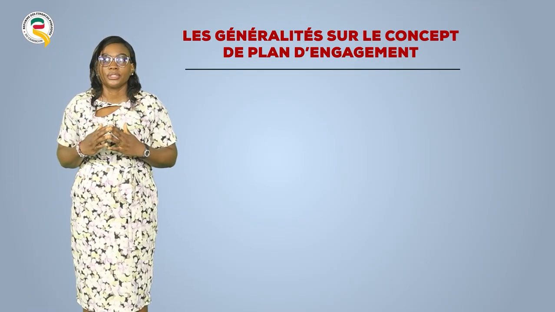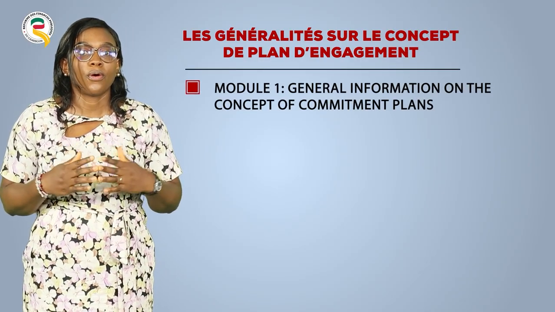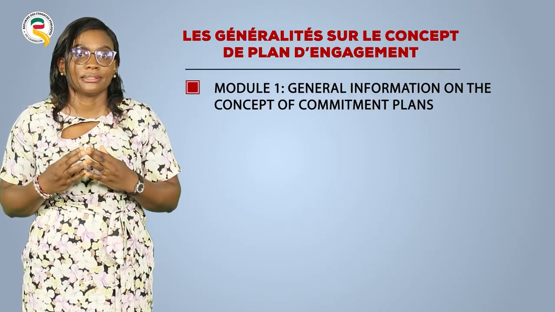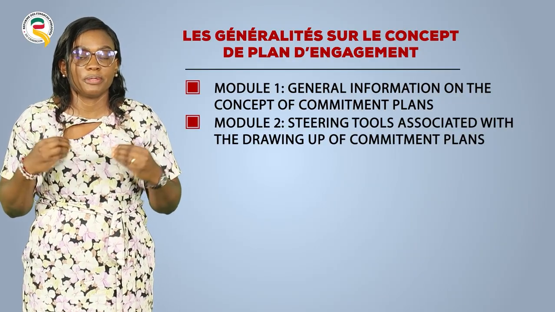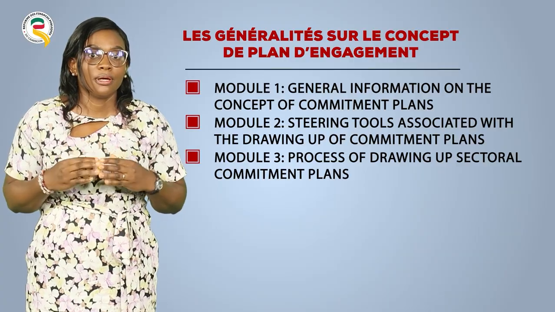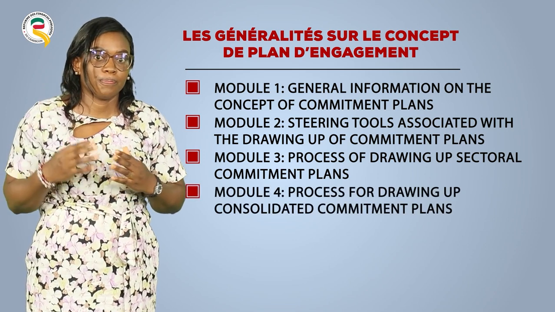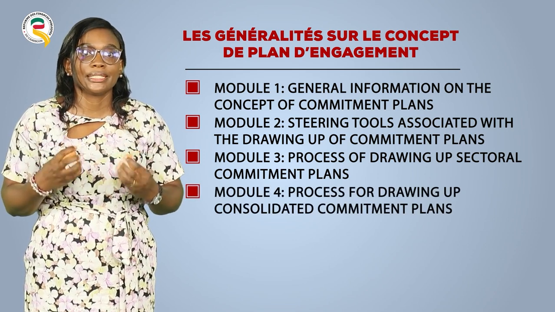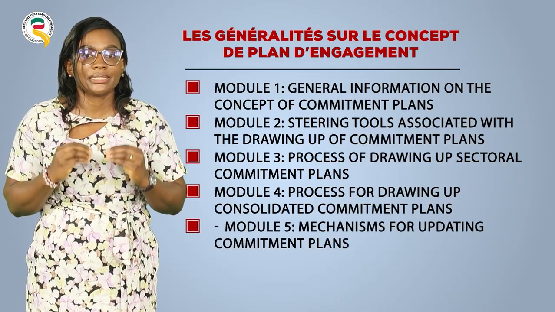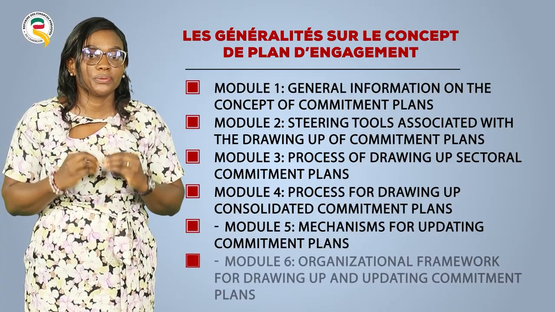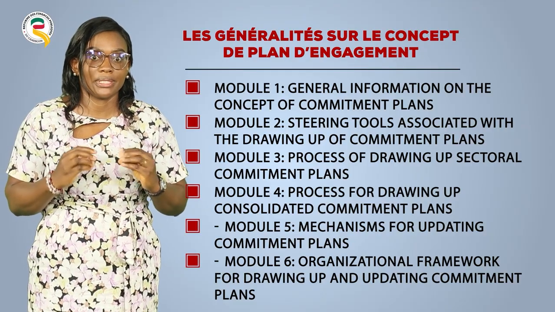The course is structured into 6 modules. Module 1, General Information on the concept of commitment plans. Module 2, Steering tools associated with the drawing up of commitment plans. Module 3, Process of drawing up sectoral commitment plans. Module 4, Process of drawing up consolidated commitment plans. Module 5, Mechanisms for updating commitment plans. And finally, Module 6, Organizational framework of drawing up and updating commitment plans.